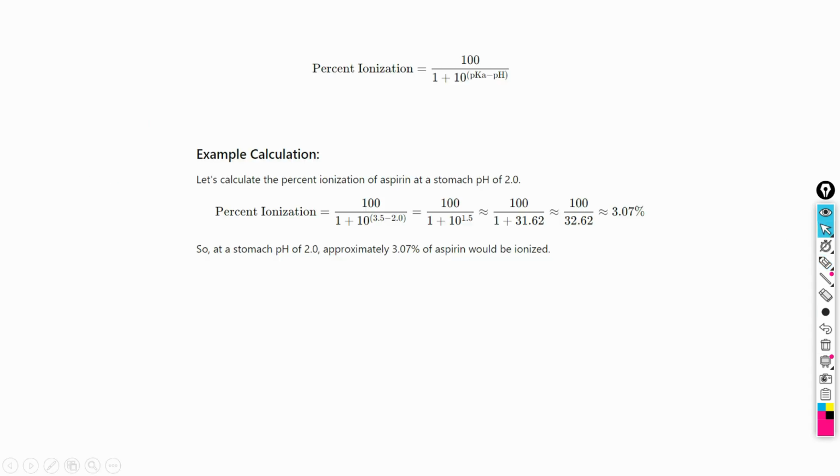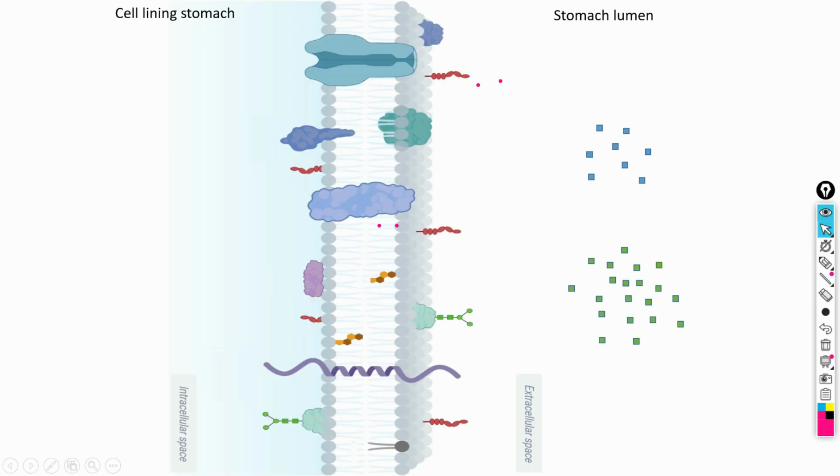With this formula, you can easily calculate the percent ionization. So for example, pK of the aspirin is 3.5 and the pH of the medium, so stomach pH is 2, so it will come around 3%. That means only 3% of the drug will be ionized, the rest approx 97% will be unionized. That means 97% of the aspirin in the stomach will be available in lipid soluble form, while the rest will be available as water soluble form.